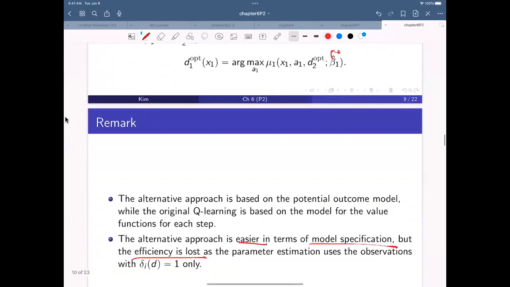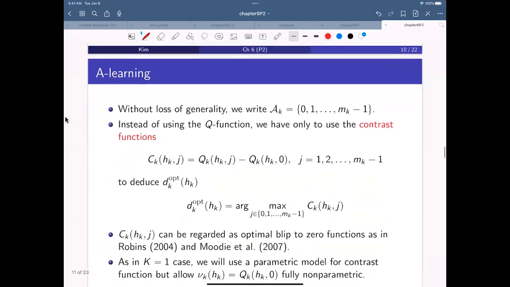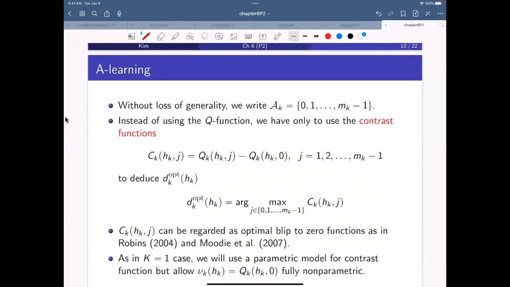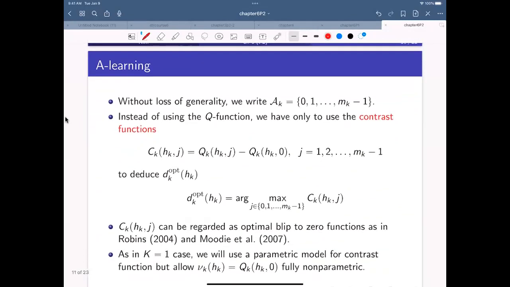So the concept is the same, but the actual modeling could be different. And now we're going to move on to A-learning. A-learning is statistically more interesting because it's a kind of semi-parametric approach.